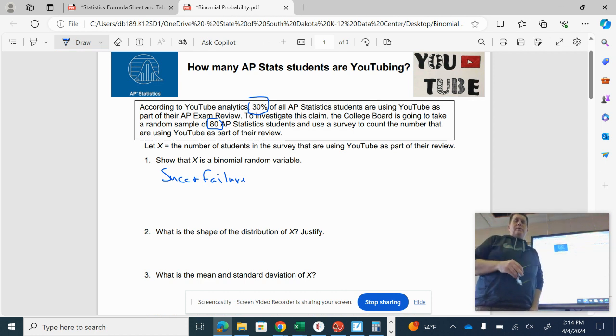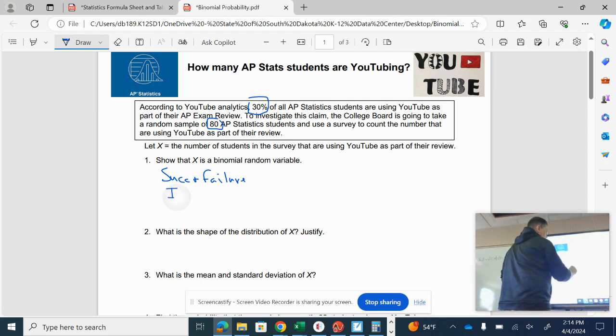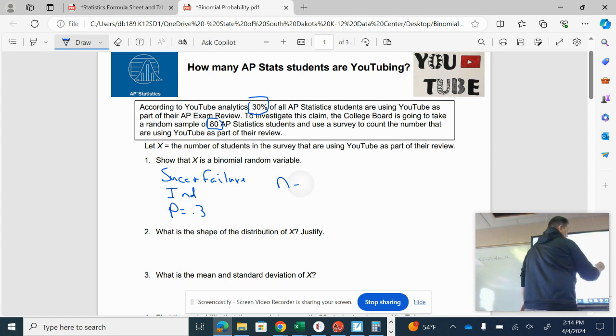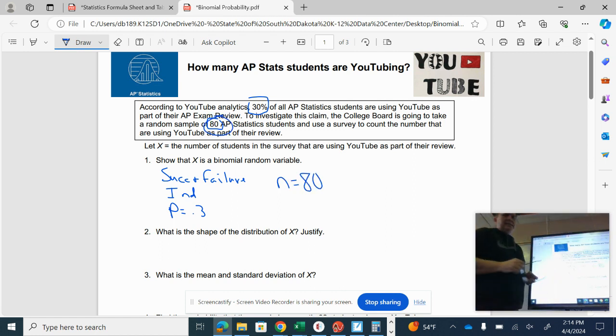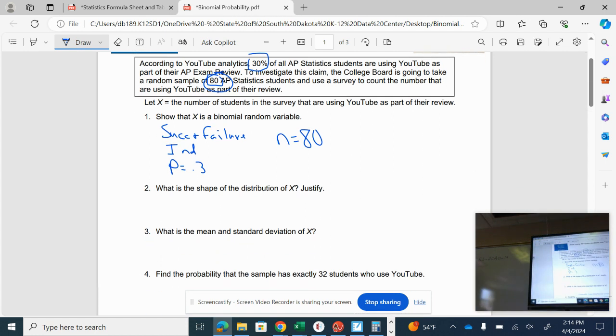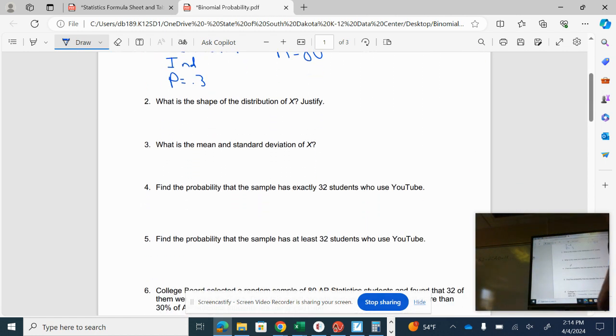So if you were asked this on the AP exam, you'd say because they either use YouTube or they don't. Independent, one stat student won't affect the next. There's a fixed probability given. It's 30%. Then there is a certain number of trials. They surveyed 80. So that makes it a binomial distribution. If the question was, when does the first success occur? That would be geometric.